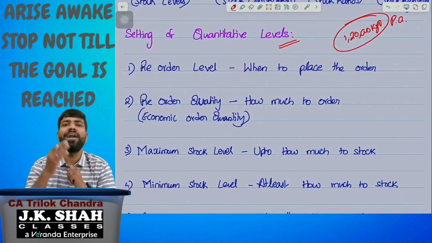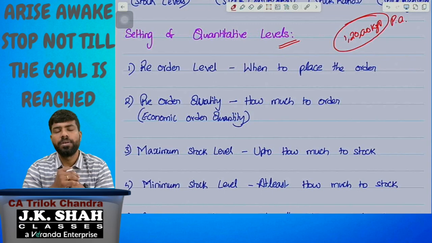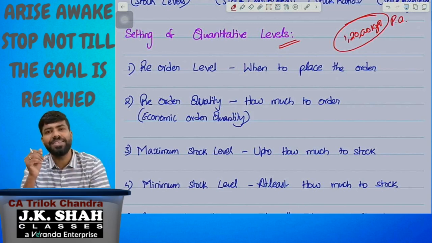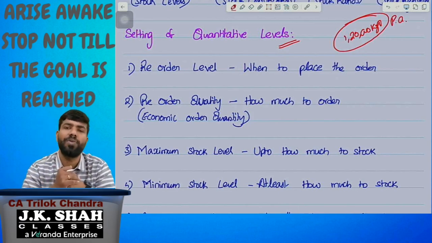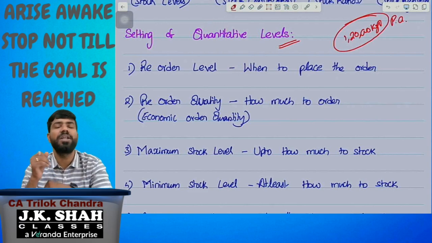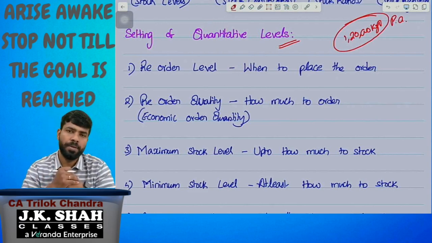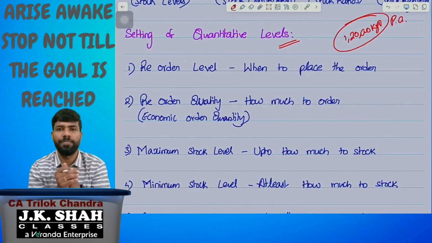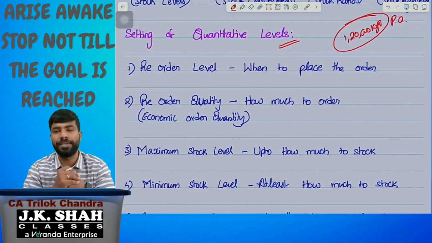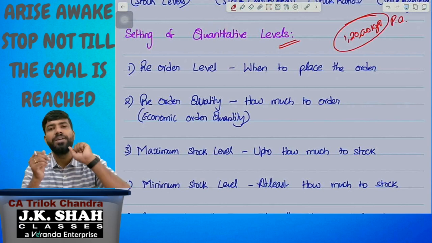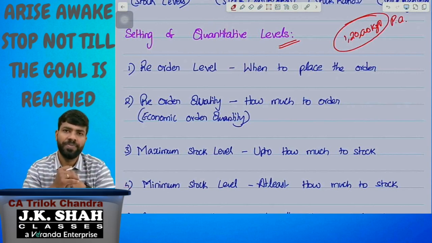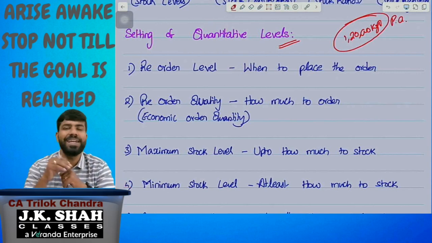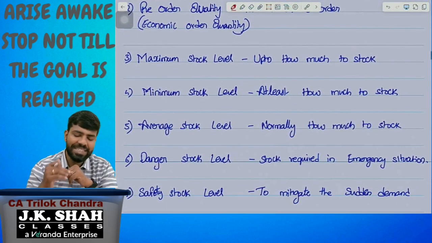Second point is reorder quantity. Nothing but how much to order. Generally, we'll be calculating this using EOQ, economic order quantity. Are you understanding? See, when to order is reorder level. How much to order is reorder quantity. For that, we have one technique called EOQ, which is proven. We'll discuss that later.